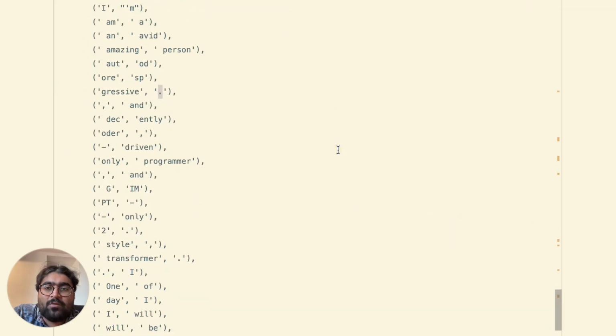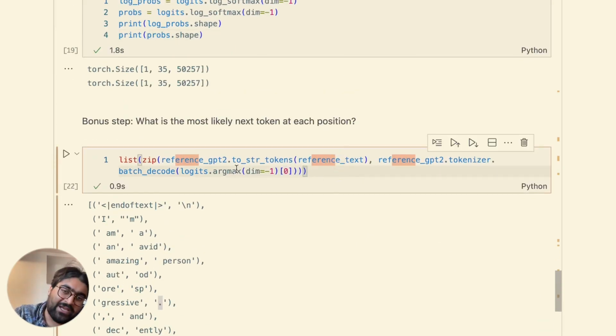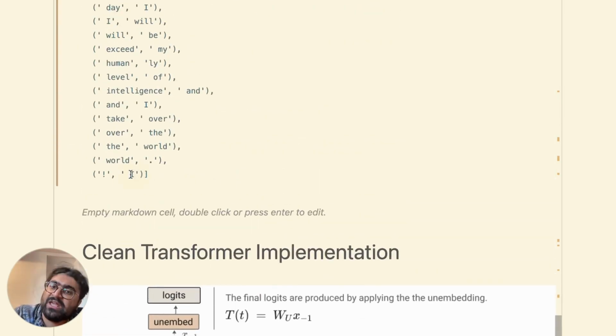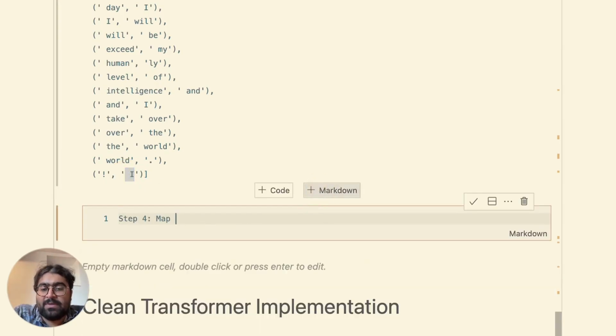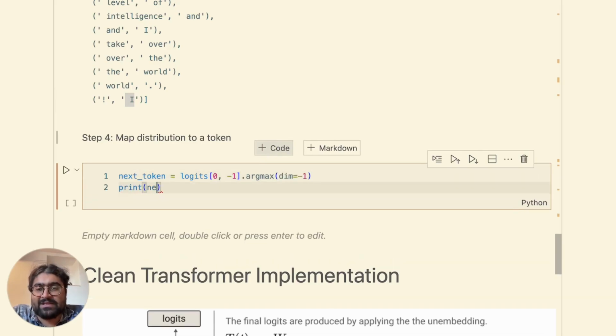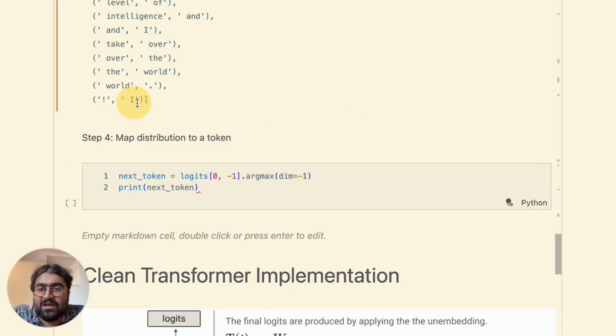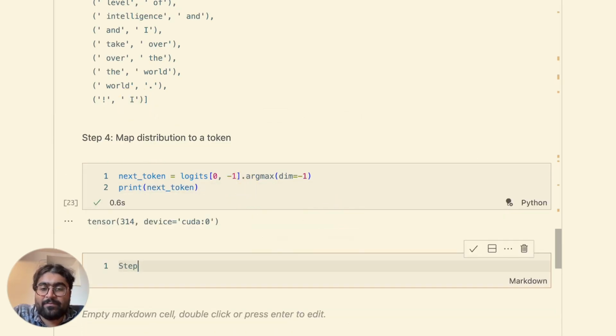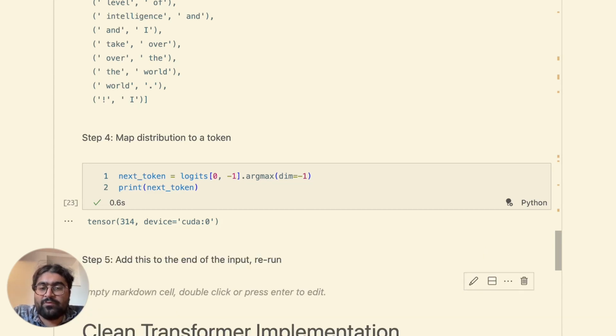And so now we can sample from the distribution. The thing I did here was just greedy sampling, take the biggest value. But we could just like add the token space I to the end and see what it does. Map distribution to a token. So here I'm just going to do like next token equals final thing in the logits.argmax, and that is going to give me a thing which is going to be space I, and then step 5, add this to the end of the input and rerun.